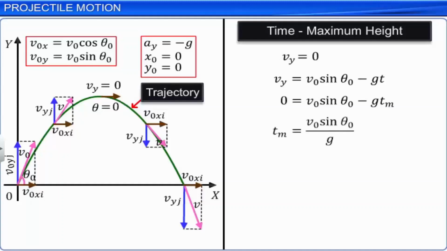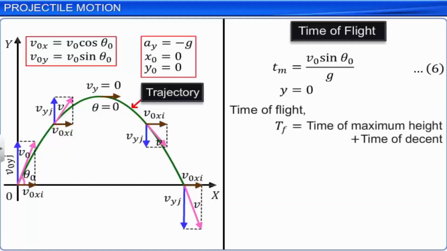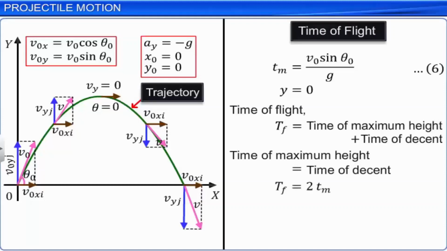Now, let's find the time of flight of the projectile. Time of flight is the total time during which the projectile is in motion. When the flight ends, y is equal to 0. If Tf represents the time of flight, then Tf is equal to time of maximum height plus time of descent. By the symmetry of the path of the projectile, which is parabolic, the time of maximum height is equal to time of descent. Therefore, Tf is equal to 2Tm. On substitution, we get Tf is equal to 2V0 sin theta 0 by g. Let this be equation 7.